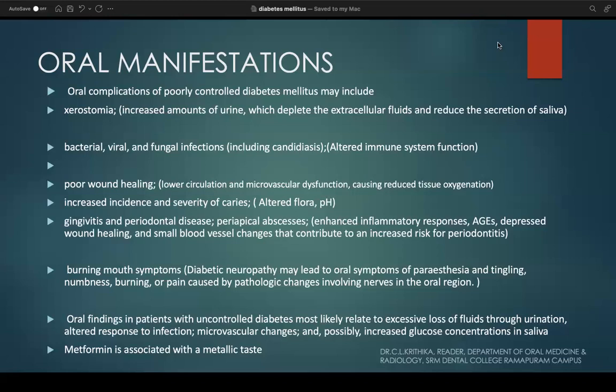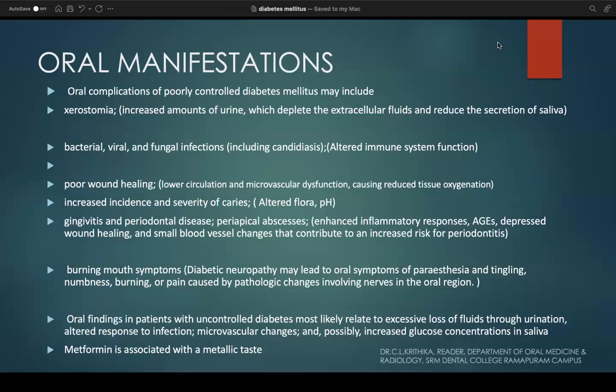It can be mainly due to an enhanced inflammatory response, depressed wound healing, formation of advanced glycation end products, and the small blood vessel changes which contribute to the increased risk of occurrence and progression of periodontal disease in uncontrolled diabetes mellitus.